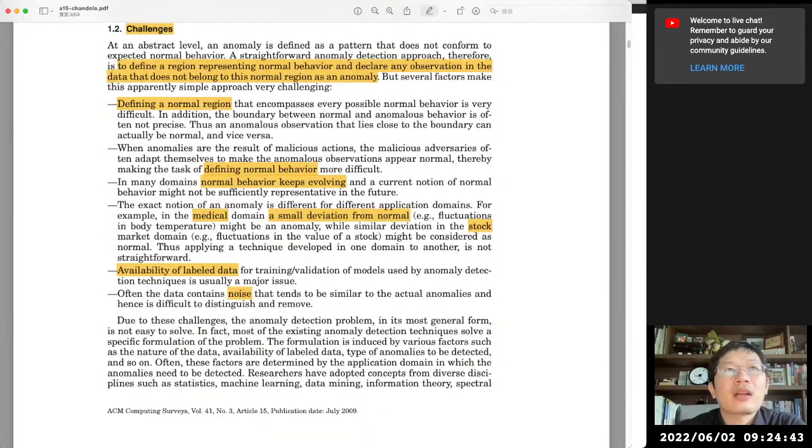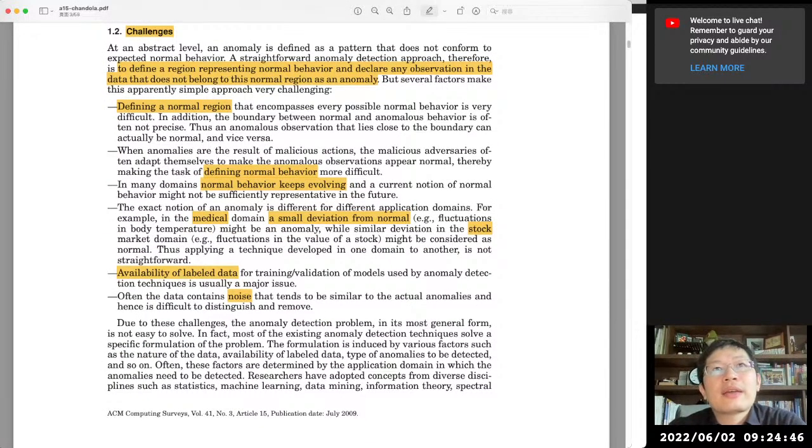Okay, 1.2, challenges of anomaly detection. There are several different points here. I think the very important and the most difficult thing is that you have to define a region representing normal behavior and declare any observation in the data that does not belong to this normal region as an anomaly.